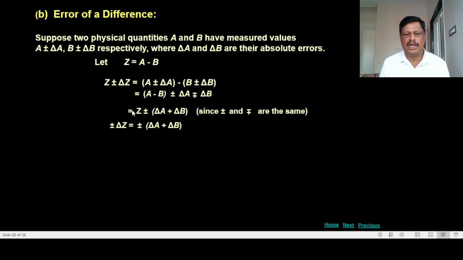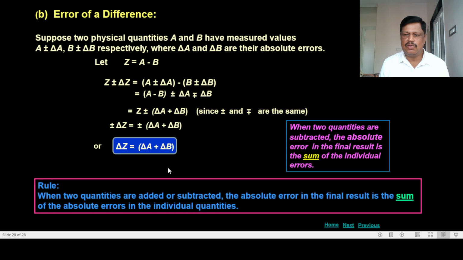Delta Z and Z will cancel each other. So delta Z is equal to plus or minus delta A plus delta B, and these two symbols also get cancelled. Or delta Z is equal to delta A plus delta B. When two quantities are subtracted, the absolute error in the final result is the sum of the individual errors.